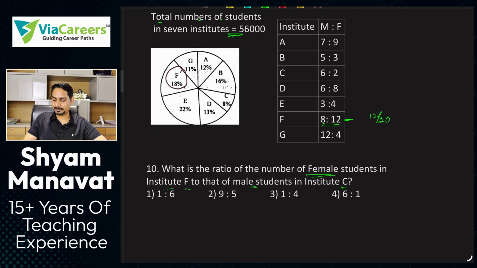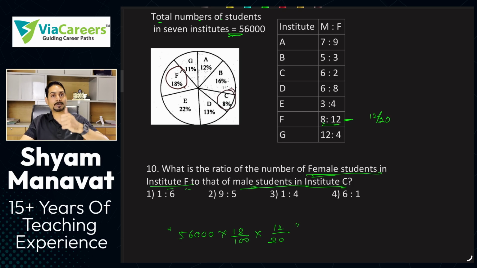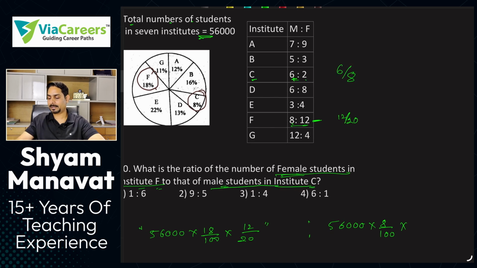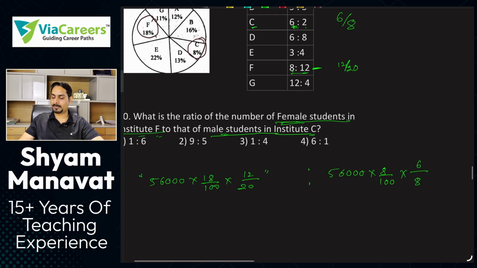So, we need 56,000 का 18% का 12 by 20. That is female students in Institute F. Now, that of male students in Institute C. So, Institute C, that is 8% from the first diagram. Okay. So, let's simplify this first. So, we need to find out the ratio with that. So, it will be 56,000 multiply by 8%. Okay. Multiply by now the fraction of male student in that. Male students in C, that is 6 out of 6 plus 2, 8. Okay. So, it will be 6 by 8. We got to find out the ratio of this.